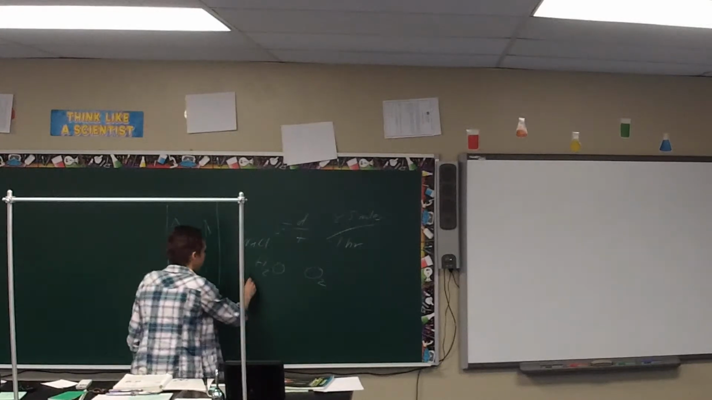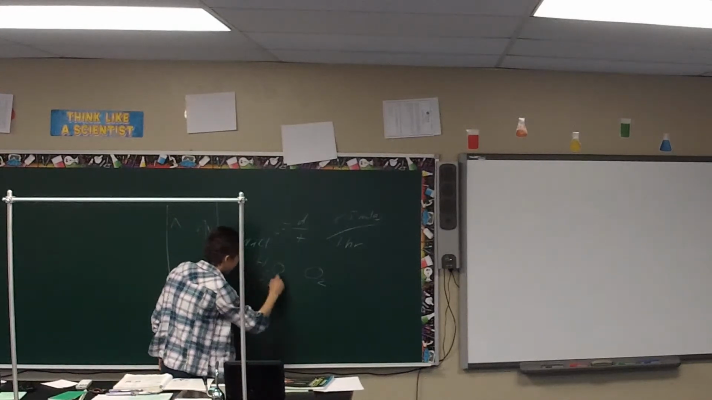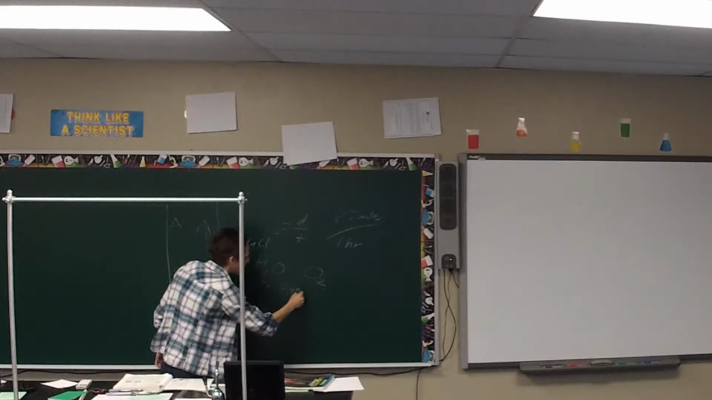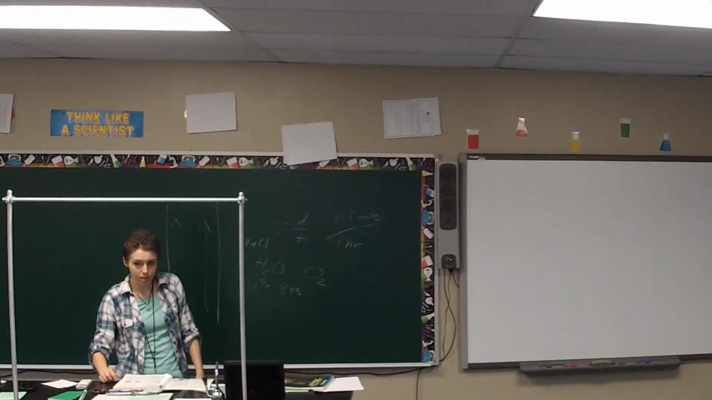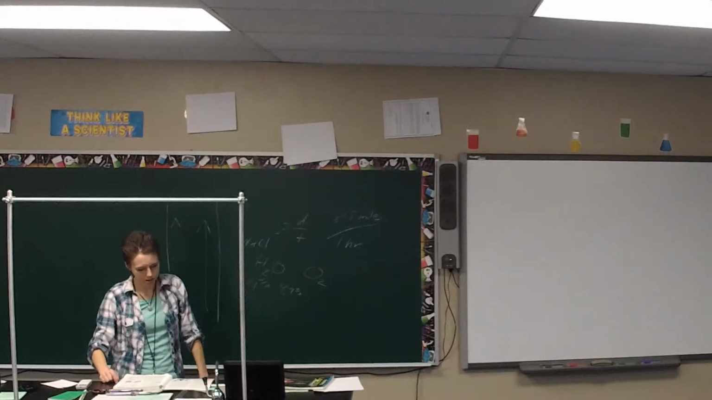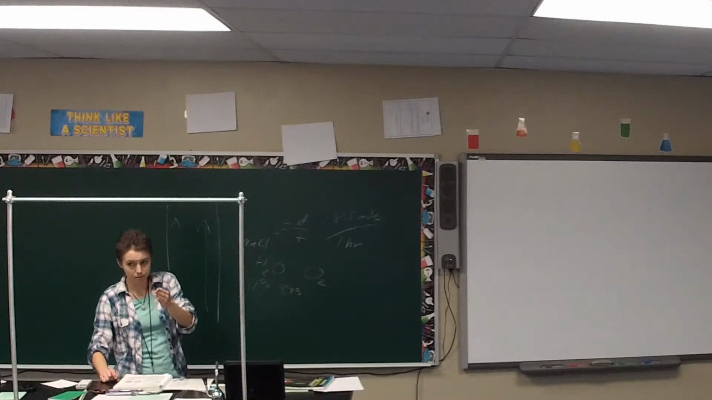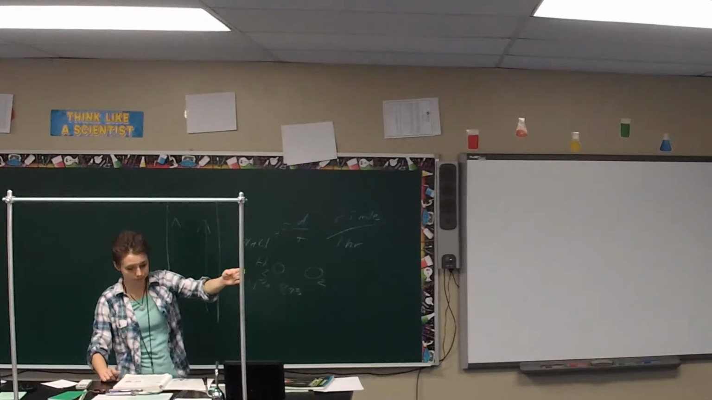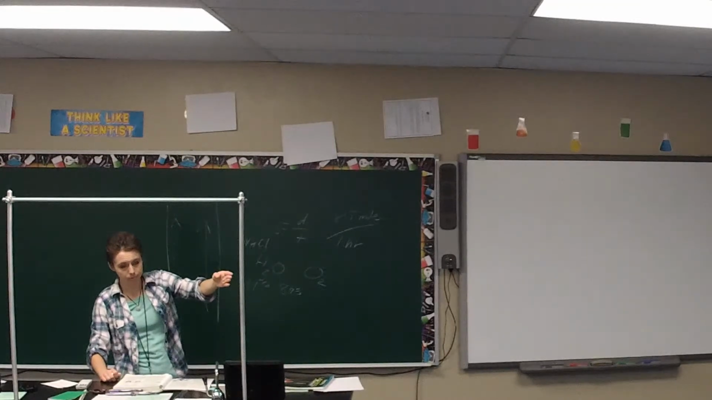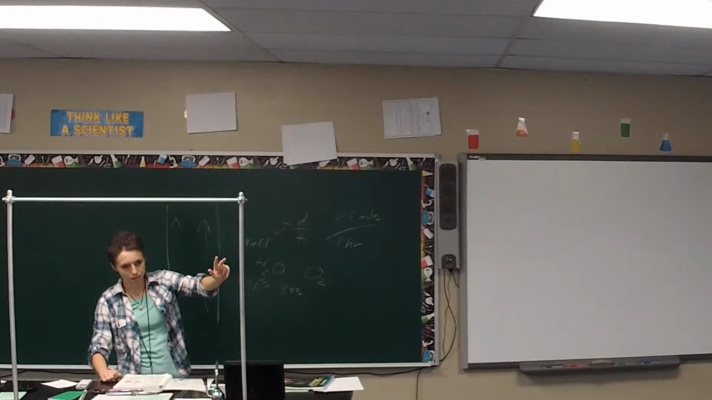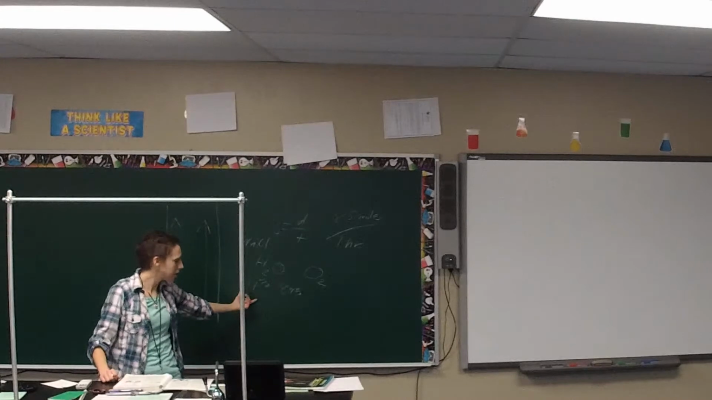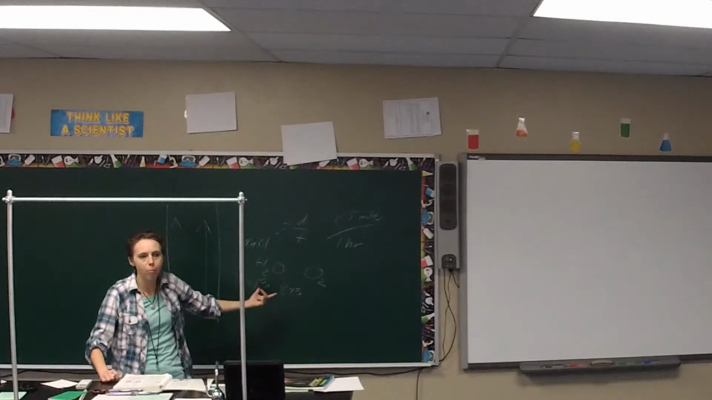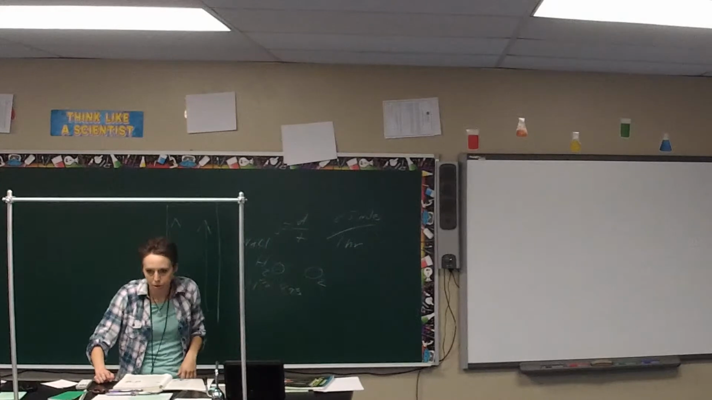Like water is always 11% by mass hydrogen and 89% oxygen. Always. If you don't have this, it's not water. What's the name of the law? Law of definite composition. The masses in a compound are always the same. So it's always 11% hydrogen for water and 89% oxygen.